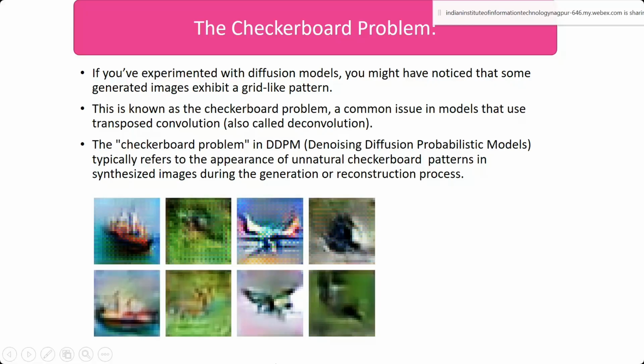If you have experience with diffusion models, you may get these kinds of images, where you can see a simple grid-like structure. You might have noticed that some generated images exhibit a grid-like pattern. This is known as the checkerboard problem, a common issue in models that use transpose convolution. It happens because transpose convolution is not properly set up with the kernel size and input image size. In a denoising diffusion probabilistic model, this refers to the appearance of unnatural checkerboard patterns in the generated images during the generation or reconstruction process.